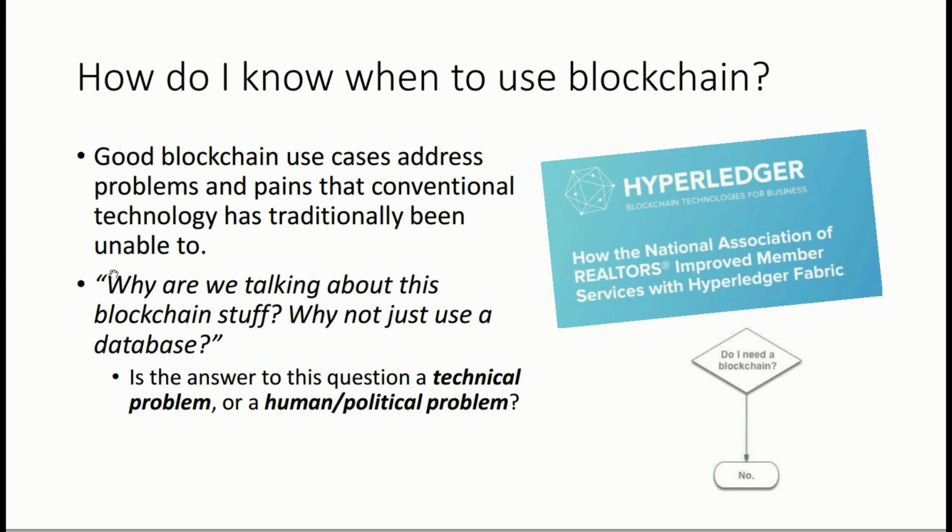Now, for years, NAR had an idea for a solution they wanted to build. It was something that they called a member engagement database. And the idea was they wanted to collect information about what individual realtors were doing in their local markets and put it all into a database. And they had a lot of interesting ideas about how to use this data.